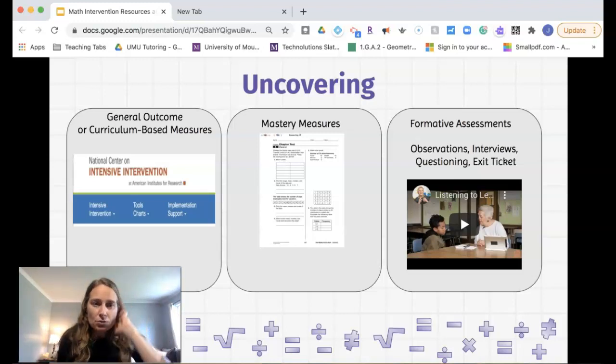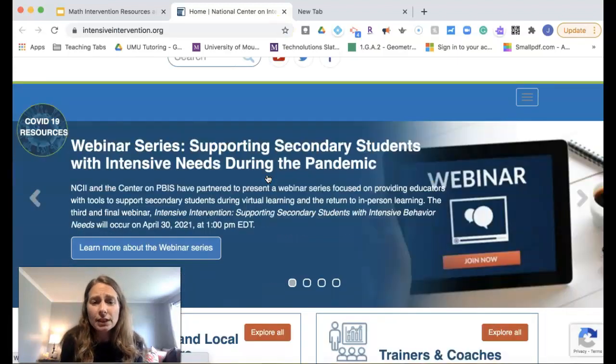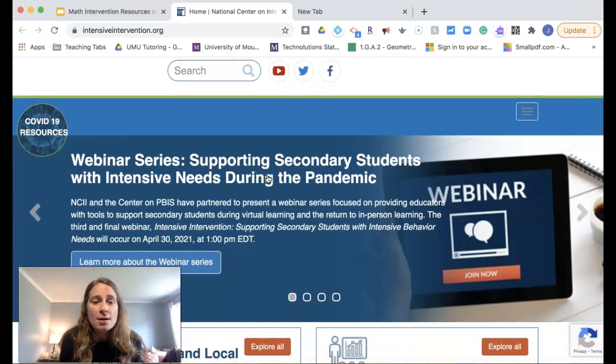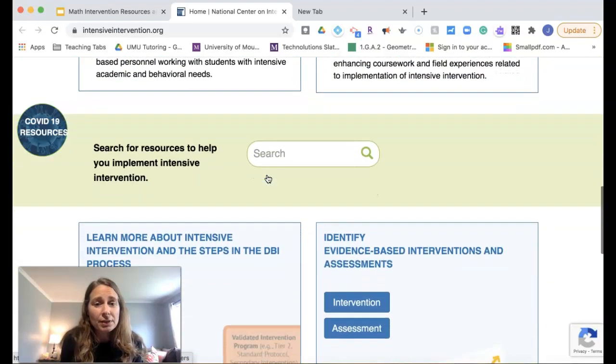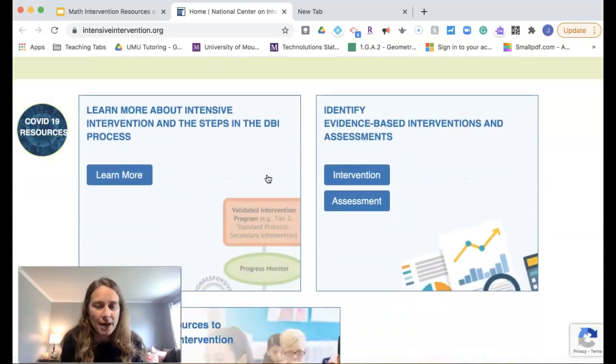A great resource is the National Center for Intensive Intervention. I'm going to go ahead and visit that for you. It's linked in here if you want to find it later. It is a really excellent resource, particularly if you are a lead teacher or a curriculum person. This might be a really excellent place for you to go, but it basically helps you identify what are researched, evidence-based interventions and assessments in different areas.